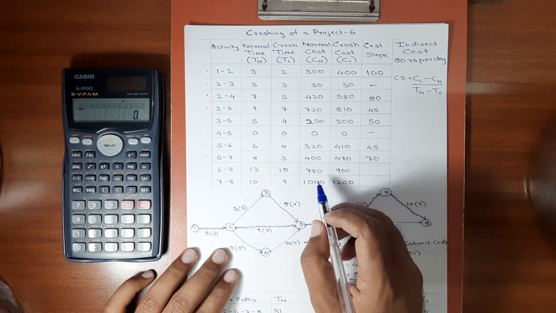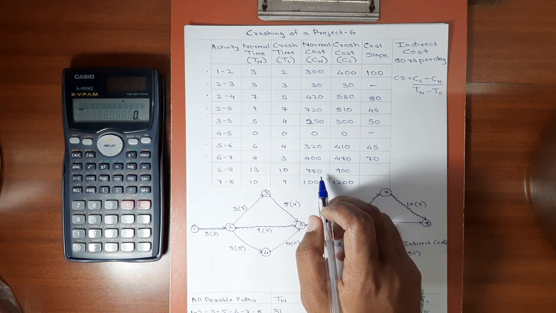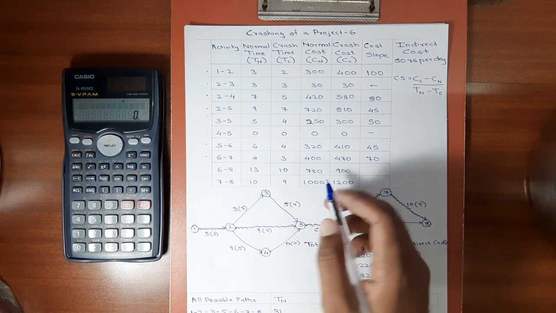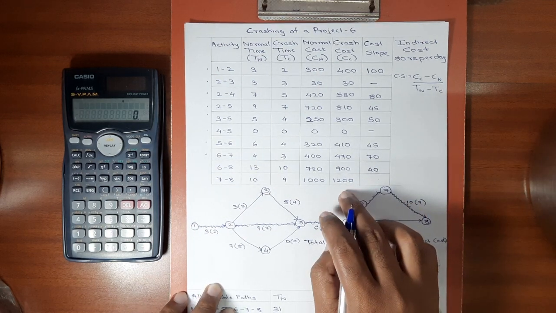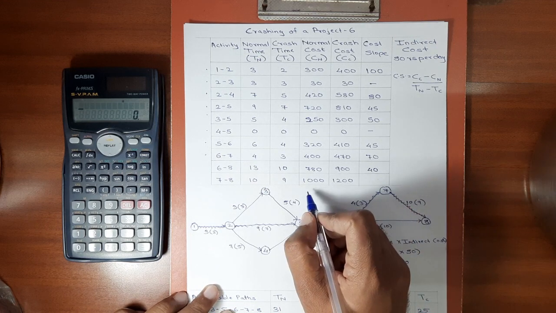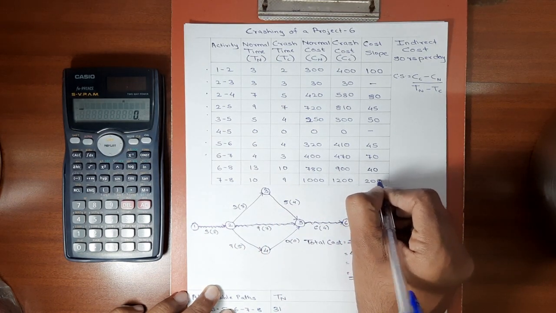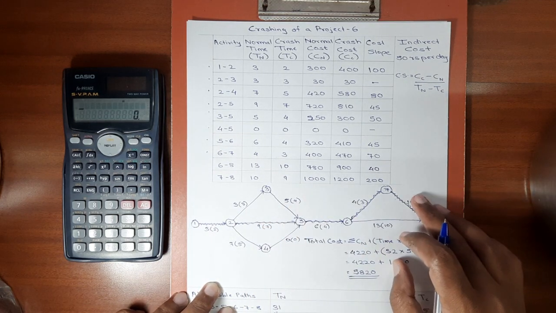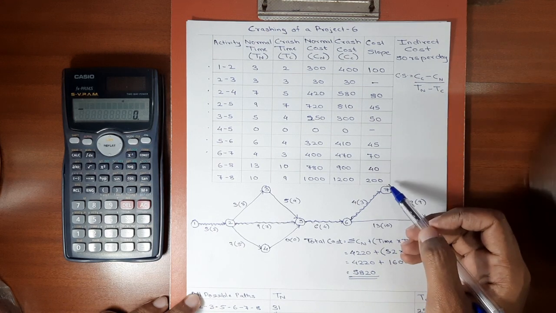Next is 900 minus 780. 900 minus 780, we get 120. 120 divided by 13 minus 10 is 3. So here the cost slope will be 40. Next is 1200 minus 1000 gives 200. 200 divided by 10 minus 9 is 1. 200 divided by 1, we get the cost slope as 200. We have network diagram, we have critical path, we have total cost of the project, and we have the cost slope of each and every activity.